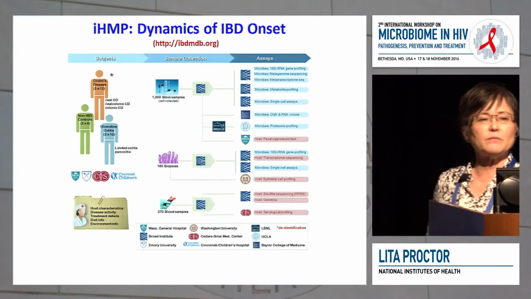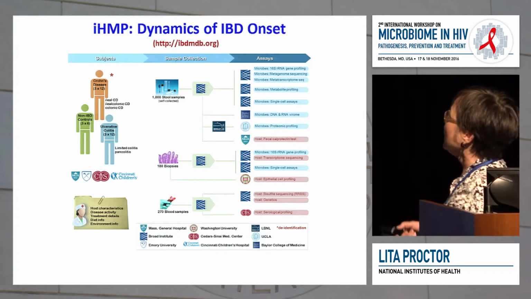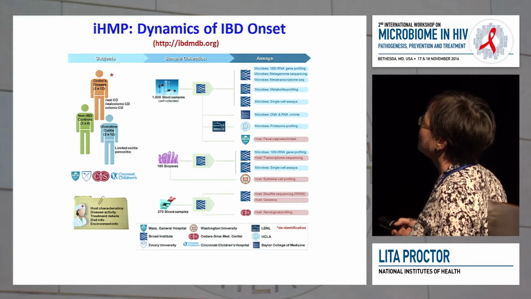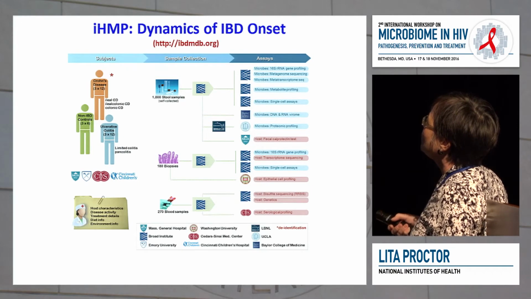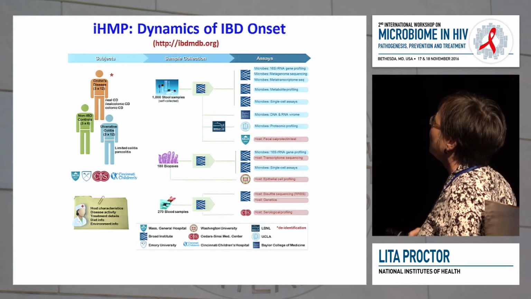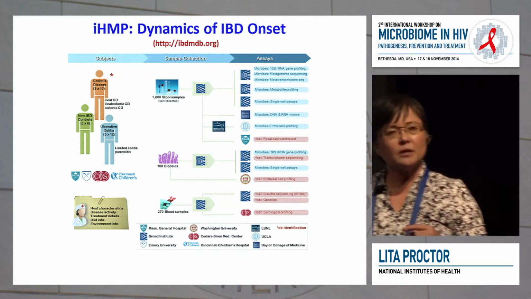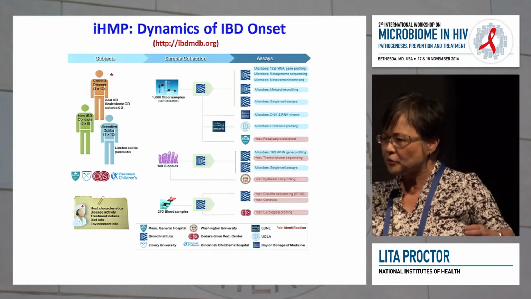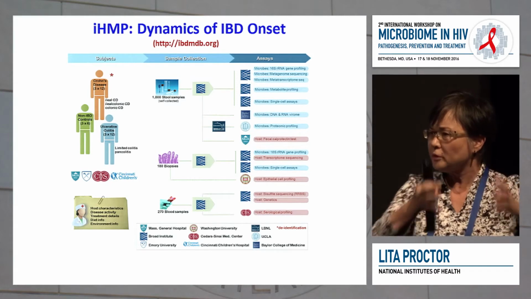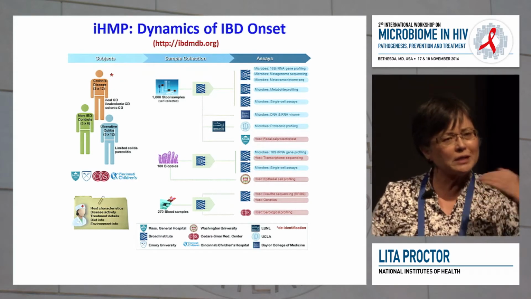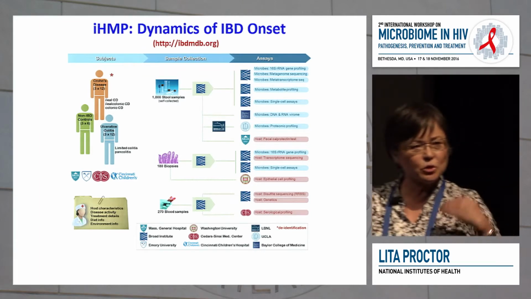In the dynamics of the IBD onset study, I don't remember the number of cohorts, but they have ulcerative colitis, Crohn's disease, and healthy controls in their studies. And I should mention, all three studies also took advantage of already participating in multiple different cohorts, so they've enriched their cohort for the HMP, so they're likely to see the onset of disease during the study period.